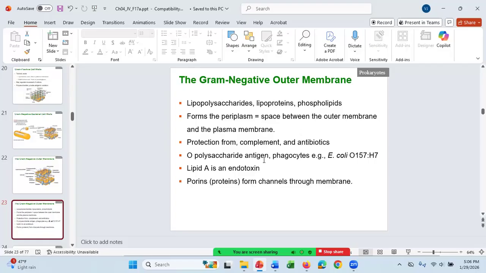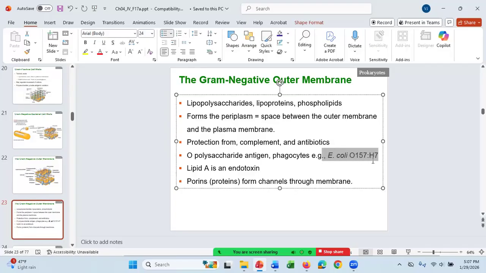The O polysaccharide antigen can protect the cell from phagocytes, so white blood cells cannot consume the bacteria if it has a capsule made up partly of O polysaccharide antigen. The O polysaccharide antigen is the polysaccharide attached to the lipid A. It actually gives the E. coli antigenic characteristics, like E. coli O157:H7. The O157 is an antigen from the O polysaccharide, and this E. coli is actually a human pathogen.